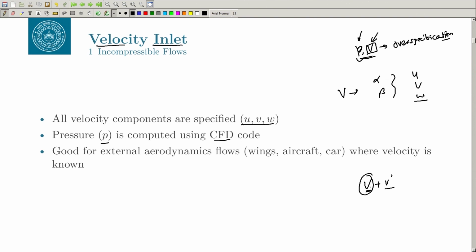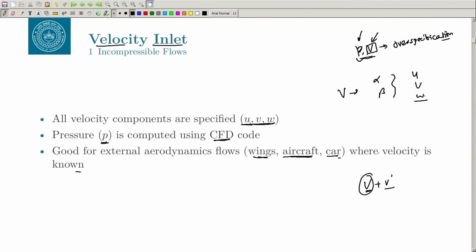That is why we use this velocity inlet boundary condition for the incompressible code, where we specify all these velocities and the pressure is computed by the CFD code inside your domain. This is good for external aerodynamics, but this can only be true when the velocity is sufficiently low that the Mach number is not very high, that means it is nearly incompressible. It is good for these kinds of flows because you know the velocity of, let us say, a car, at what velocity the car is traveling, or at what velocity the aircraft is traveling, and so on and so forth.